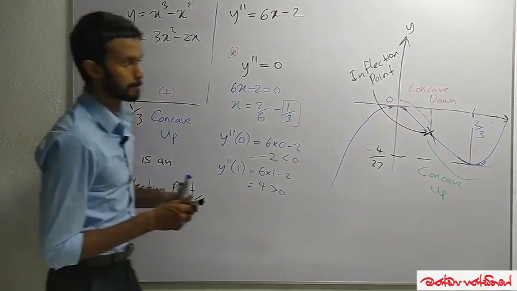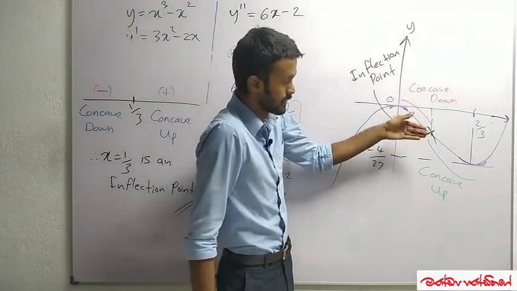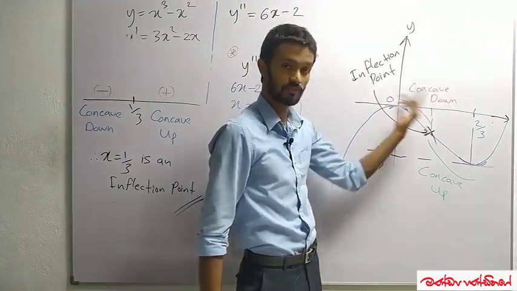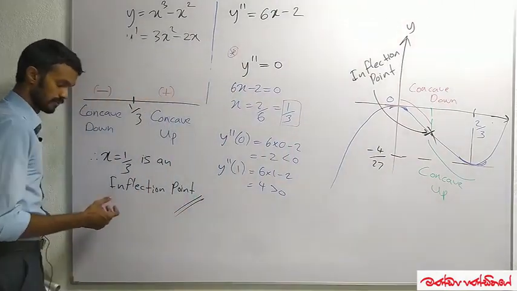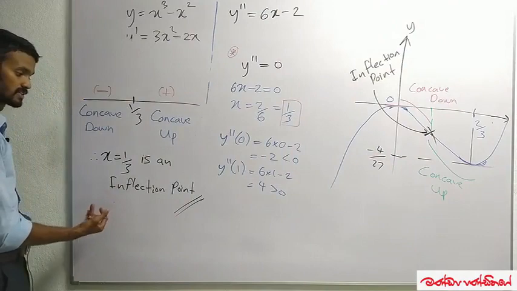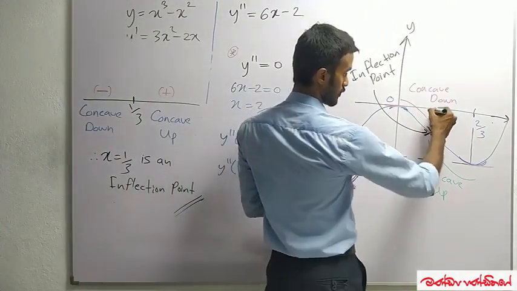So it is clear in this one. I mentioned that I can see a concave down nature here and a concave up nature here, which means there should be an inflection point in between. We have found that the inflection point is x equals 1 over 3.